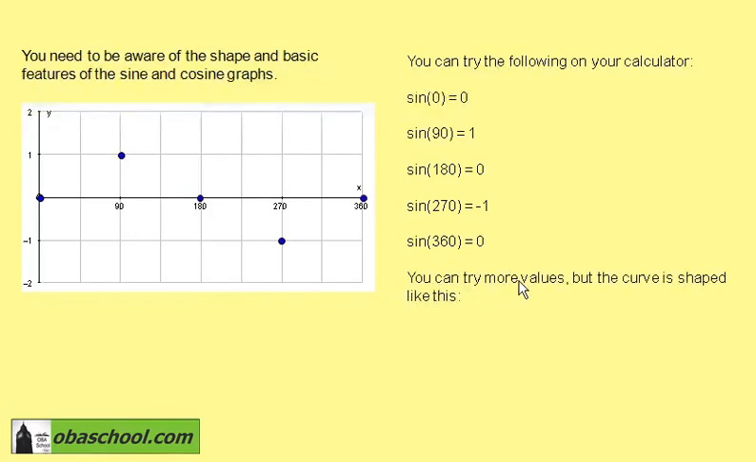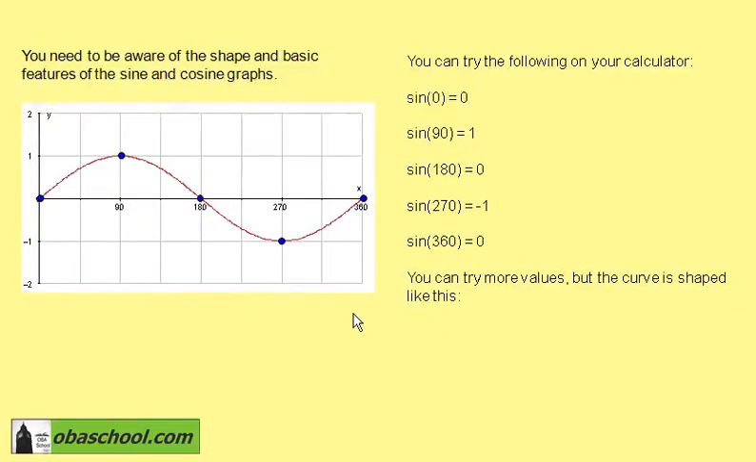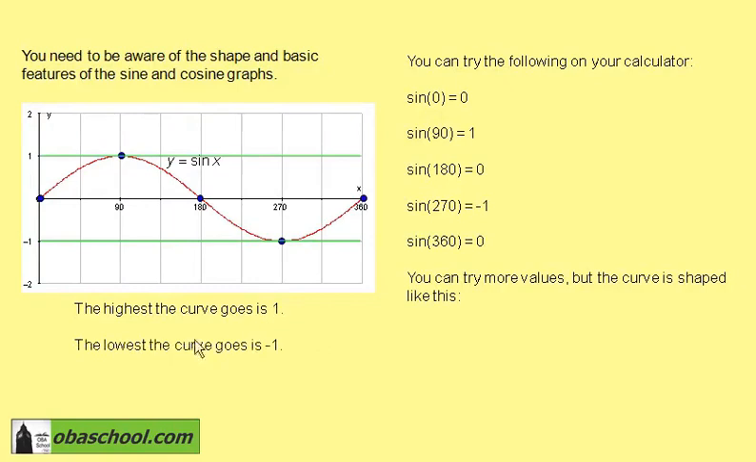You can try more values, but the curve is shaped like this. So this is the curve, y equals sine x. Notice how the highest the curve goes is 1, so 1 is the maximum value of the sine function. The lowest the curve goes is minus 1.